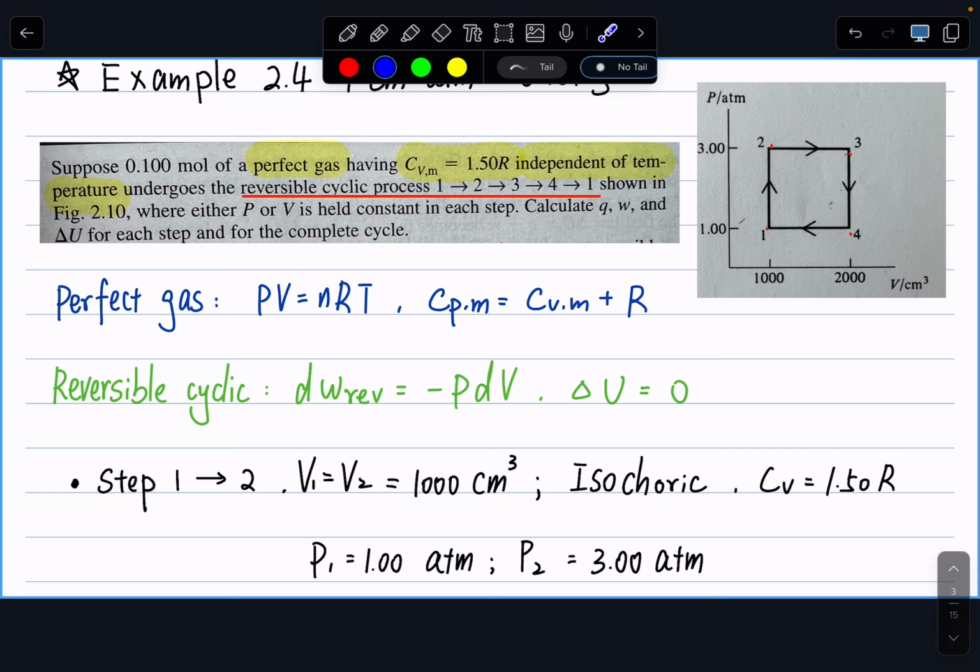Okay, so I'm gonna clean out the board and tell me which step you want me to do. 1 to 2, 2 to 3, 3 to 4, 4 to 1. If nobody says anything, I'm just gonna do 1 to 2.